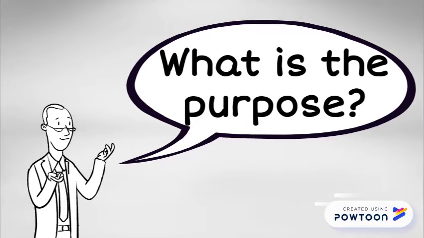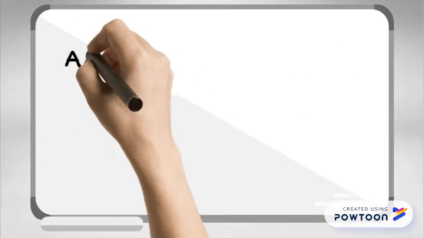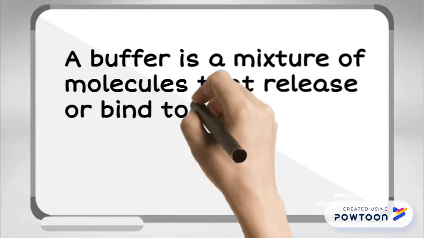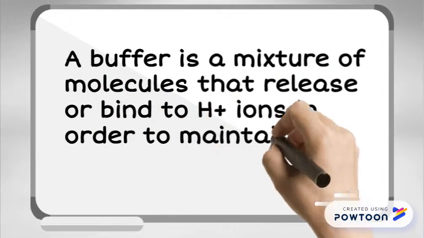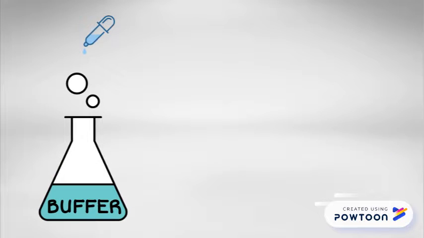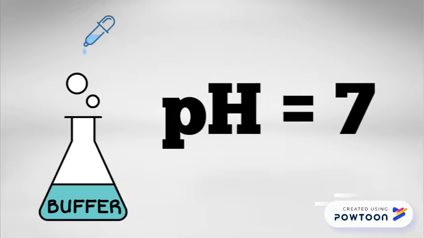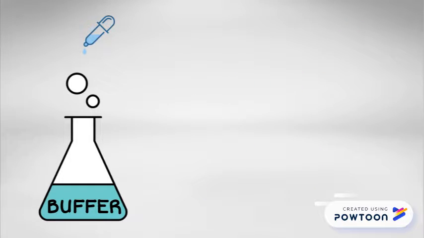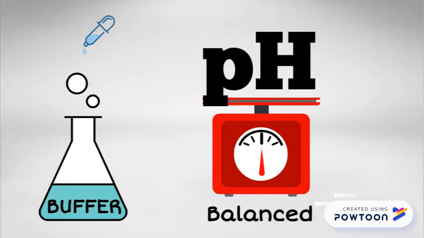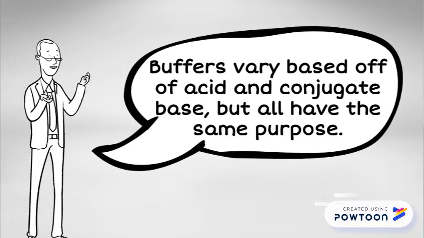What is the purpose of a buffer solution? A buffer is a mixture of molecules that release or bind to H ions in order to maintain a relatively stable pH. Note that the function of a buffer is not to keep a solution neutral. Its main function is to minimize the change in pH when base or acid is added to a solution. Buffers can vary based off of their acid and conjugate base, but they all have the same purpose.